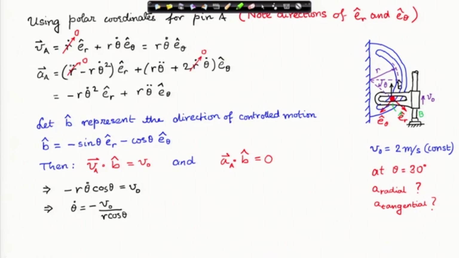Now, if you use these expressions of V A, here is the expression of V A, and dot it with B. E theta cap gets dot product with E theta cap, and with E r cap the dot product is 0. Therefore, I am left with minus r theta dot cosine theta on the left hand side. The right hand side is V naught, which is given to me. Therefore, I can solve for theta dot, which was not known to me, in terms of V naught, r and the theta which is given, which is 30 degrees.